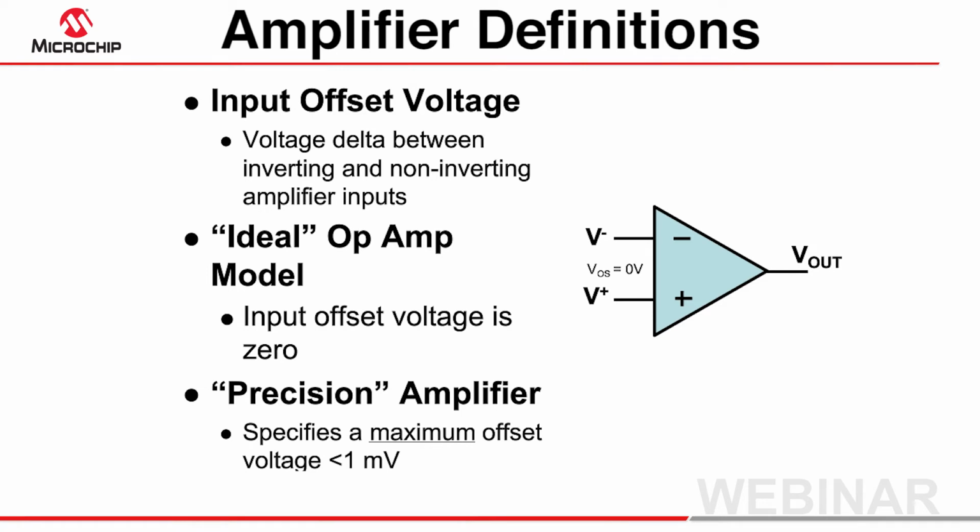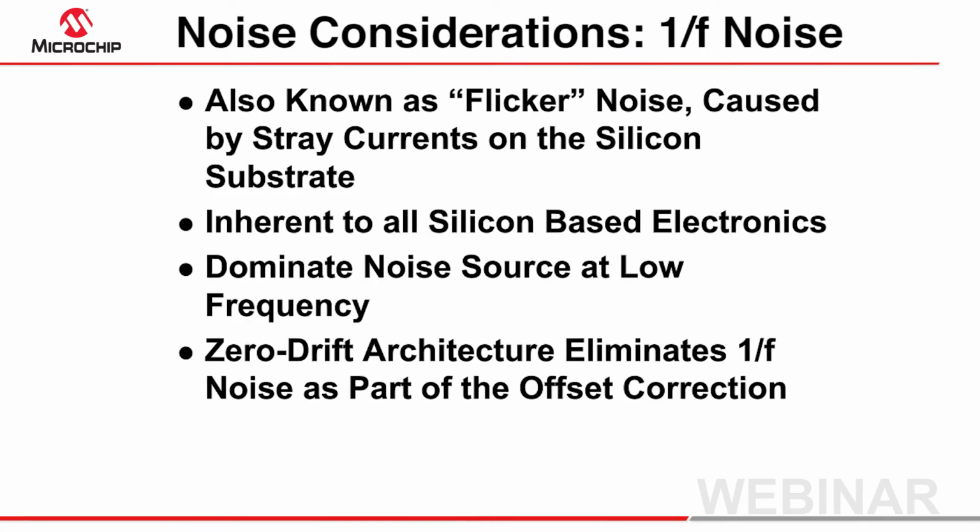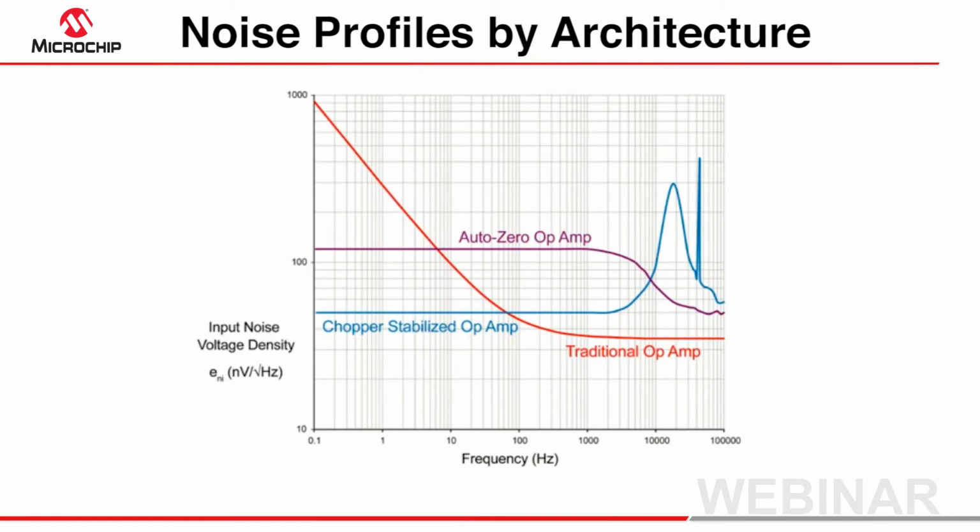Let's start with a discussion of 1/f noise. 1/f, or flicker noise, is inherent to all electronics, and as the name 1/f implies, it is inversely proportional to frequency, becoming the dominant noise source near DC. Since 1/f noise is a slow-moving error source, the zero-drift architecture views it as an offset error, hence the noise source gets corrected. This graph compares the typical input noise voltage density graphs of 3 different amplifier architectures: the traditional, meaning no offset correction circuitry, the auto-zero topology, and the chopper stabilized topology, which we discussed earlier.